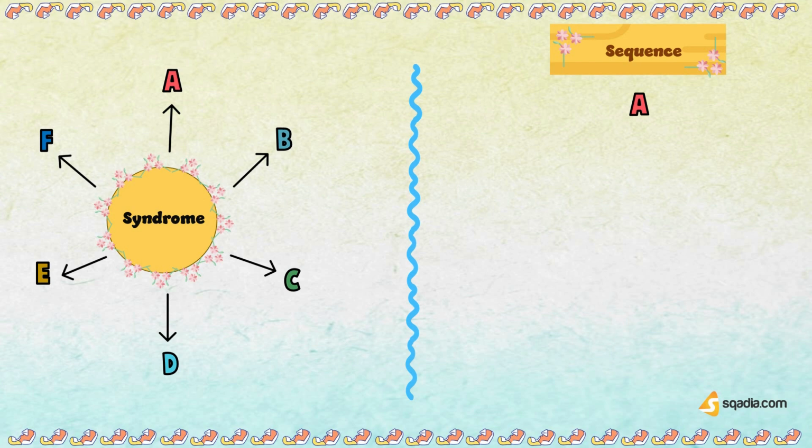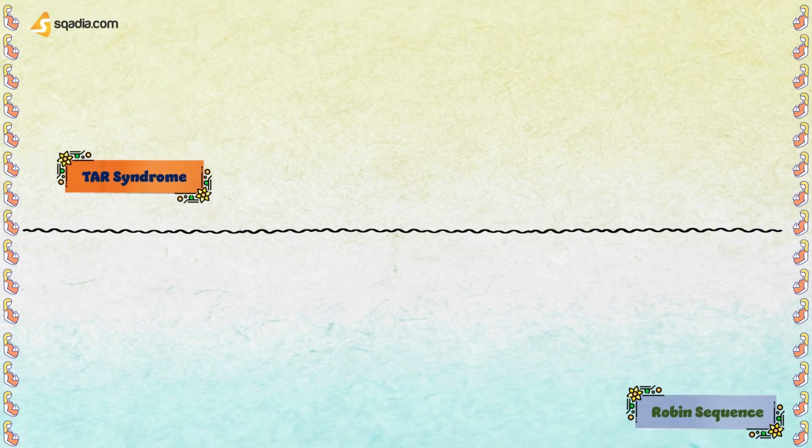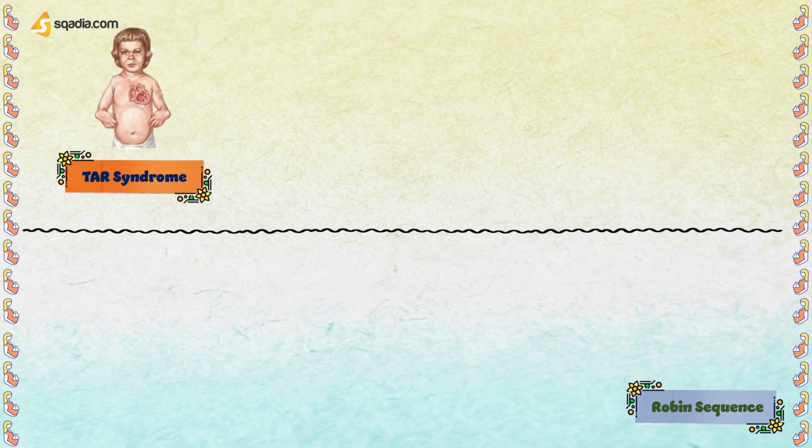Yes, you are right. Ma'am, can you make a comparison using an example of syndrome and sequence so that we have better understanding? Yes, sure. We are taking Tarr syndrome, which is an example of syndrome, and Robin sequence, which is an example of sequence. Now, this is the patient of Tarr syndrome. And we have discussed that a single underlying cause leads to groups of anomalies that consistently occur together.